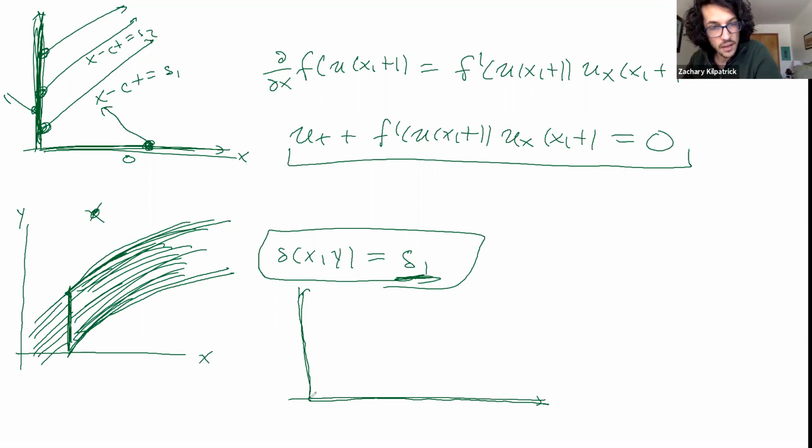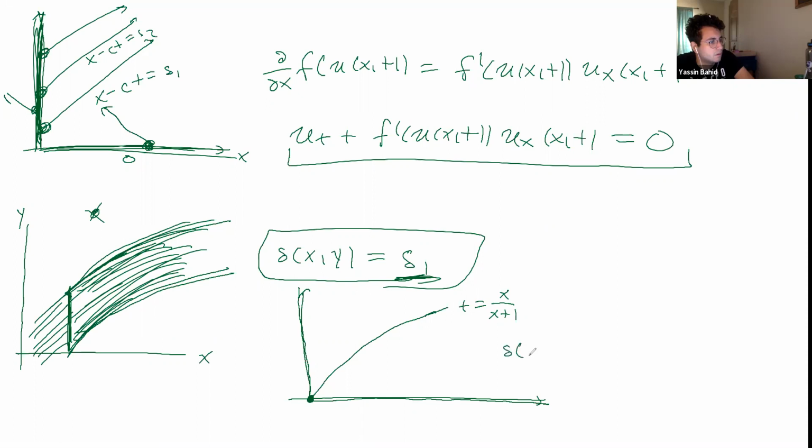Okay, so it's going to be something like this, right? So this is your line t equals x over x plus 1. So this is just a characteristic that emanates from the point 0, 0. Okay. So again, you're going to have some formula S of x, t.